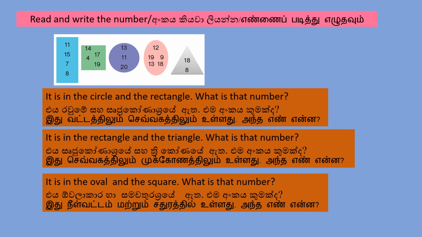Read and write the number. It is in the circle and the rectangle. What is that number? It is in the rectangle and the triangle. What is that number? It is in the oval and the square. What is that number?